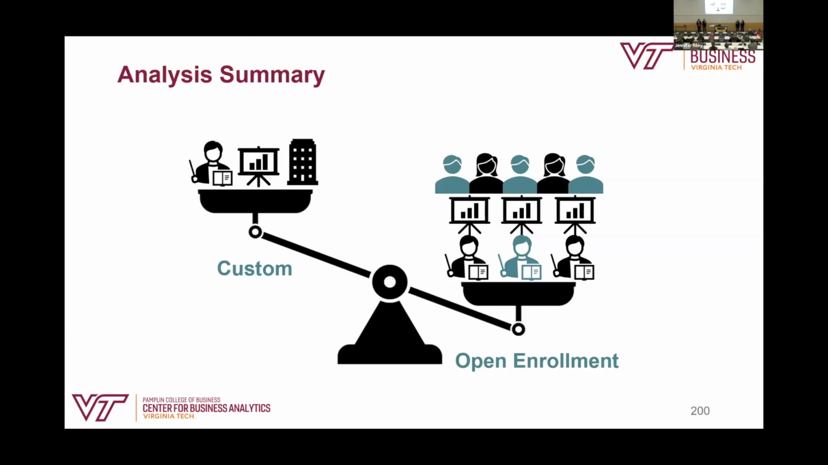Because starting with custom programs allows Pamplin to utilize its resources without overextending. This is not an either-or decision. We're not saying choose custom over open enrollment. What we are recommending is that Pamplin start with custom programs, build a foundation, and then scale using open enrollment to reach a broader audience and diversify their portfolio.